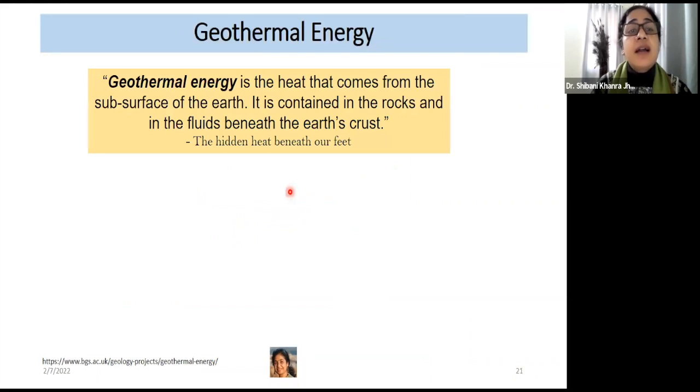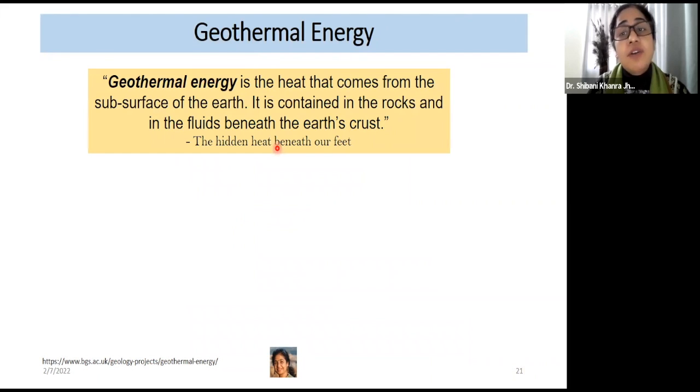And looking at that, let's try to understand why we basically promote geothermal energy. To understand that, we should understand what geothermal energy is. So geothermal energy is nothing but the heat that comes from the subsurface of the earth.